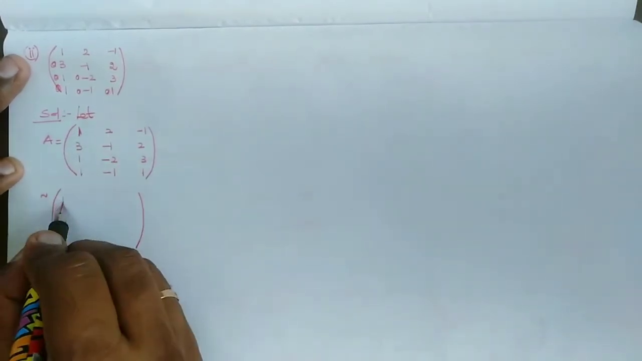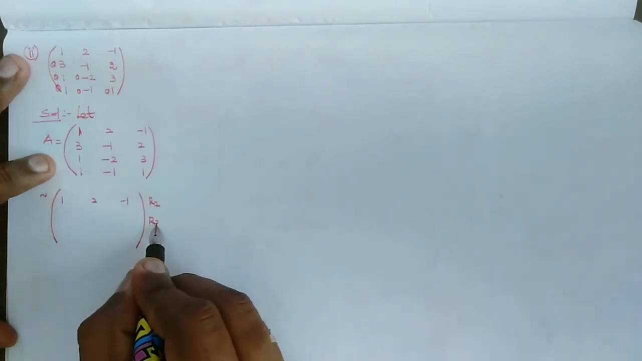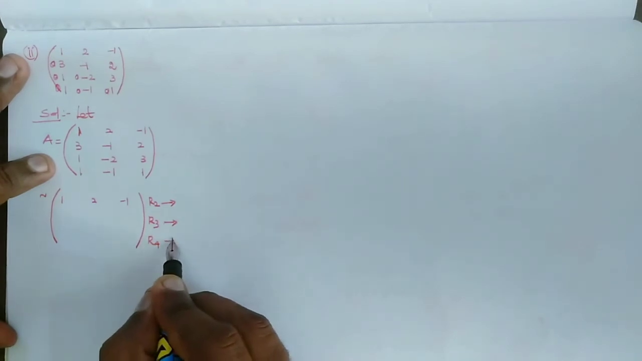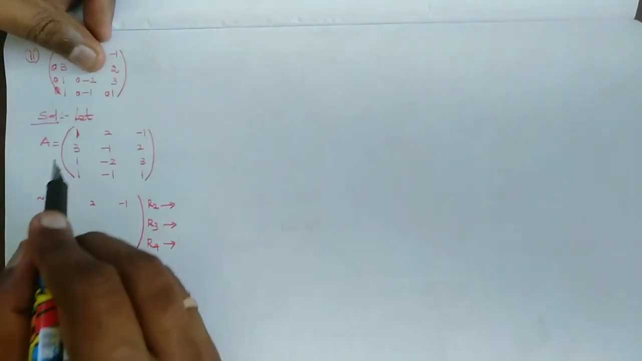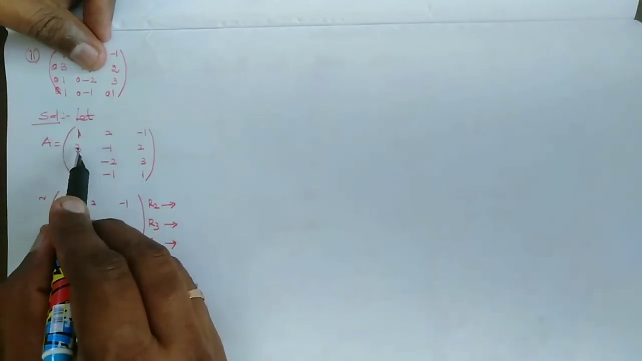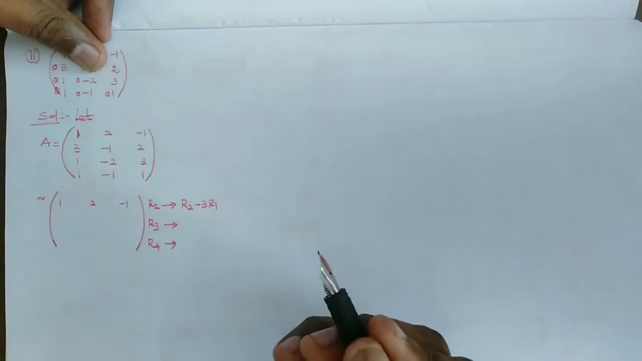Write R1 as it is: 1, 2, minus 1. There is change in R2, there is change in R3, there is change in R4. So this is 3. What this one should be is minus 3. So multiply R1 with minus 3. Therefore R2 minus 3 R1.